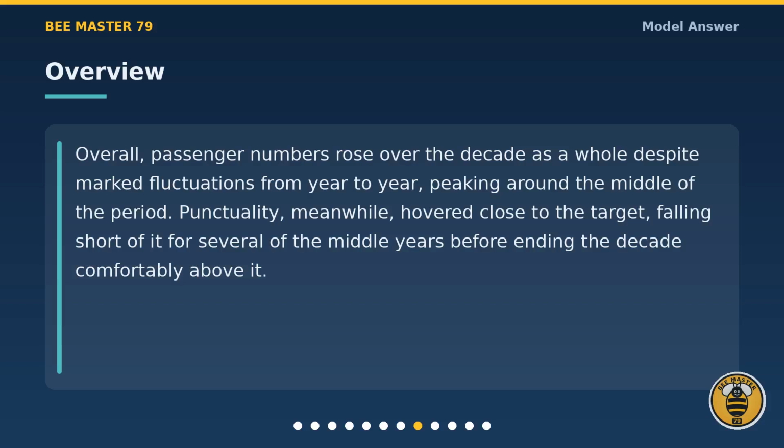Overall, passenger numbers rose over the decade as a whole despite marked fluctuations from year to year, peaking around the middle of the period. Punctuality, meanwhile, hovered close to the target, falling short of it for several of the middle years before ending the decade comfortably above it.